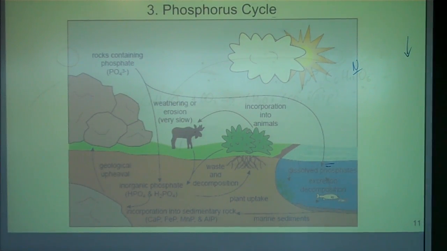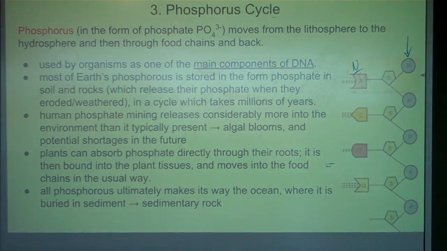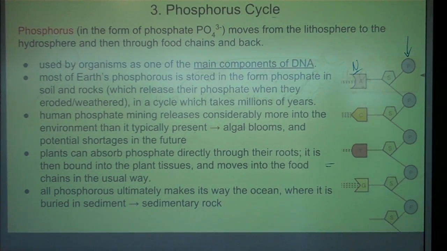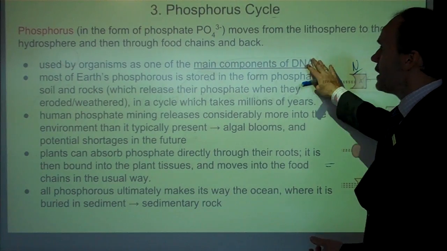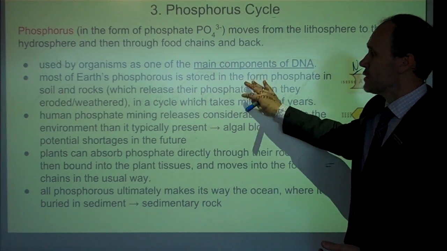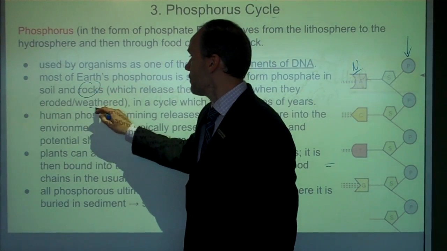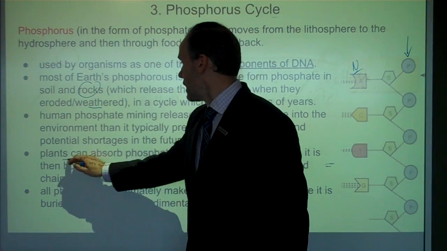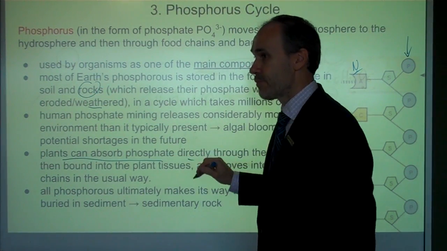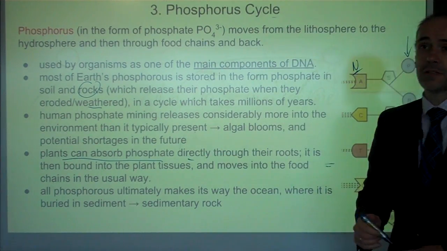So I'll go back to the previous slide. Now I'm looking at that, that's probably a bit wordy, but that's actually a simplified version of what I started with. Key idea, found in DNA, released from rocks through weathering. Plants can absorb phosphate directly. Those are the key ideas.